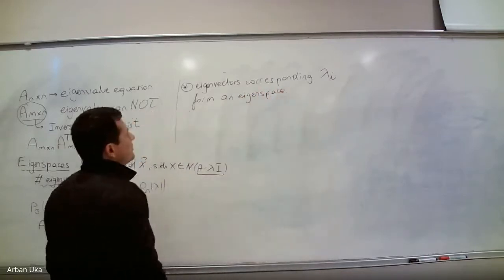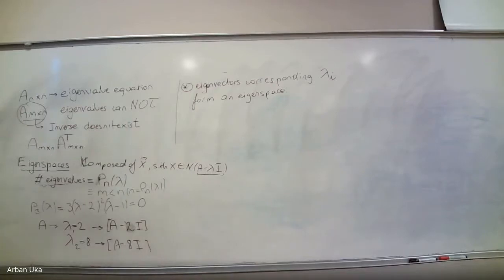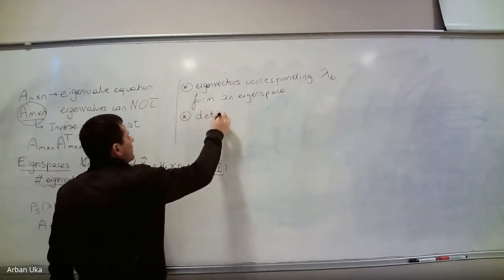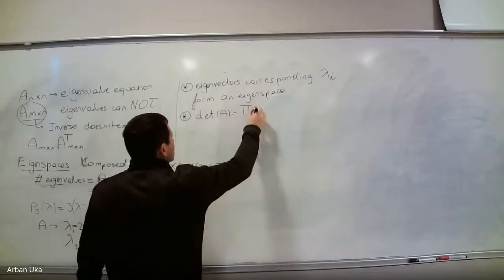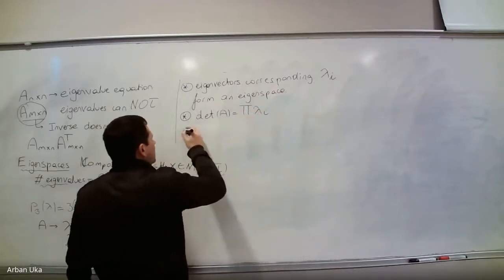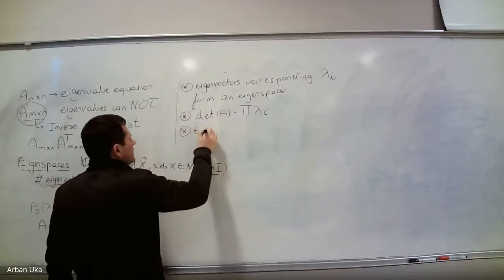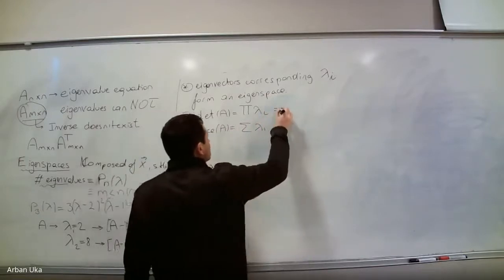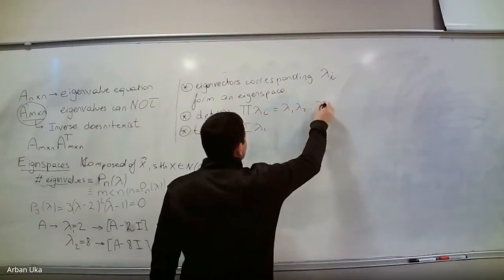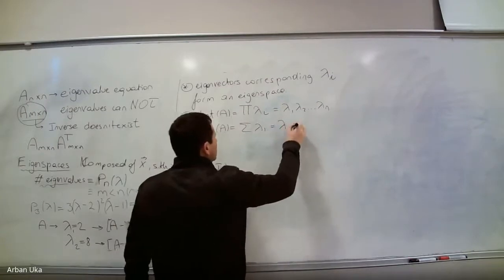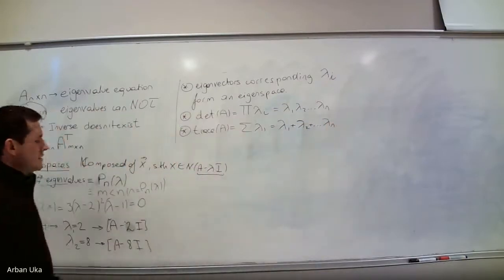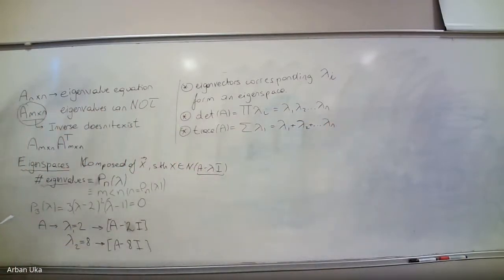Now it is worth mentioning a couple of interesting properties of the eigenvalues, because we are dealing with eigenvalues and eigenvectors. One of them is a rule: the determinant of a matrix A is equal to the product of lambda I. And the trace of a matrix A is equal to the summation of the lambda I. So the determinant is lambda 1, lambda 2, lambda n, and the trace is lambda 1 plus lambda 2 plus lambda n. These are some important relations.